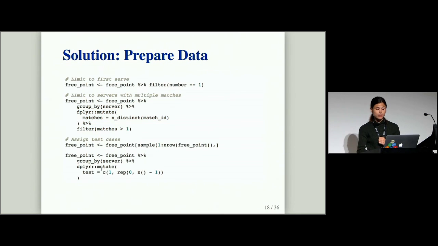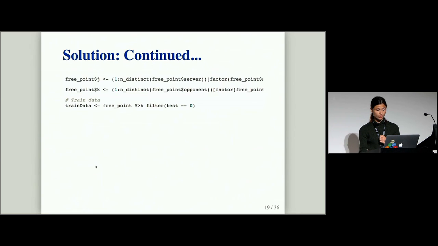And then I've created just a sample of test and training data, so I can do some of the validation that we saw previously with these data as well, because we'll be interested in seeing how well this does in forecasting free point outcomes. Okay, in this section, I have to prepare the indices for the server and receiving players. So I'm going to use the j index for the server and k for the opponent. And that's all that I need then to have my training data set up. So now I just limit it to wherever that test variable that I created is zero. That'll be my training data.